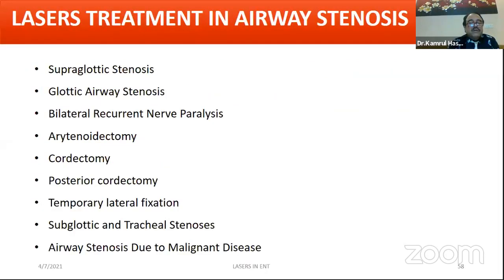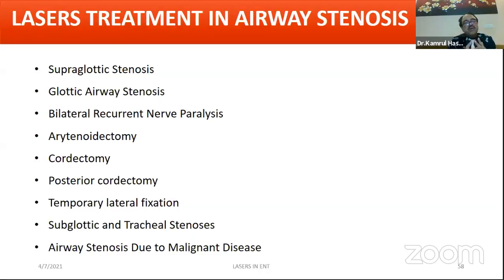Now, in laryngology, what we are doing in supraglottic stenosis, in glottic stenosis, in bilateral recurrent paralysis, in supraglottic stenosis, because it is very difficult to touch this area, you have to go through the laser either by the beam or by the diode laser. And if there is a glottic web, easily you can cut it by the knife, but there will be bleeding. There is a chance of postoperative edema.